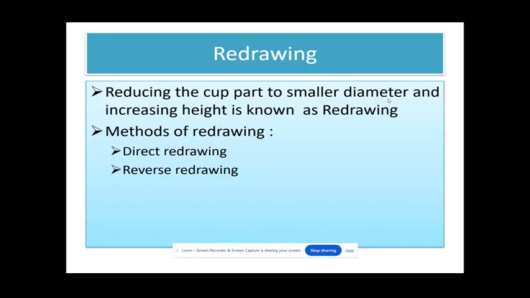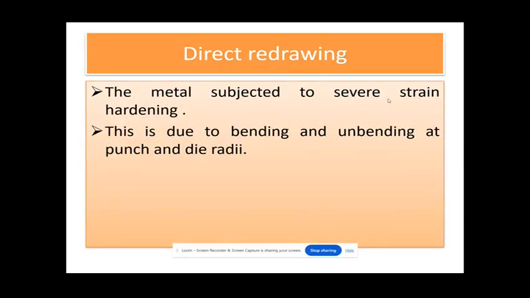Then we talk about redrawing operation. Redrawing operation is nothing but reducing the cup diameter and increasing the height. Reducing the cup to a smaller diameter and increasing the height is known as redrawing operation. There are two methods of redrawing operation. One is direct redrawing operation, another one is reverse redrawing operation. Because of direct redrawing operation, the metal is subjected to severe strain hardening. This is due to bending and unbending over the punch and die radii.